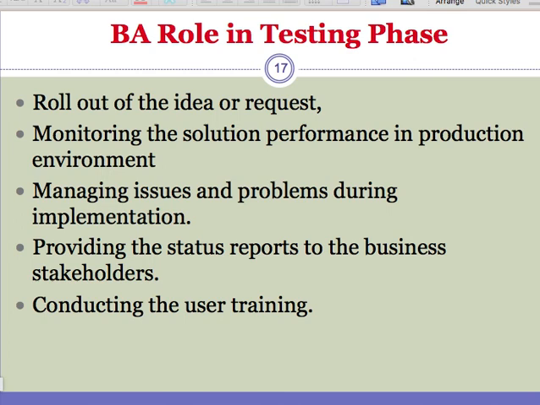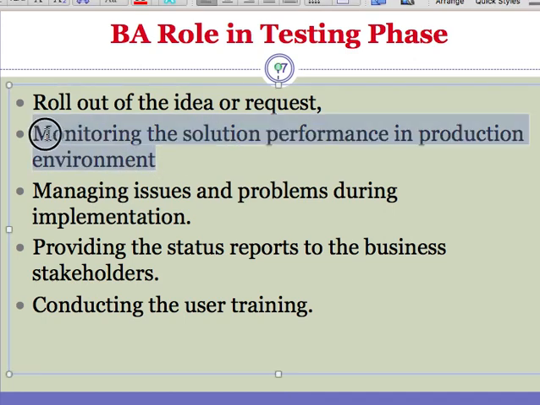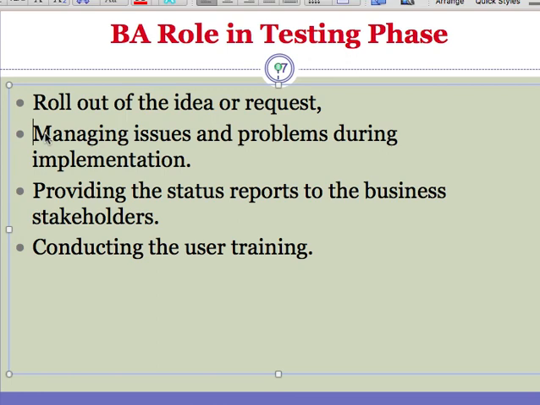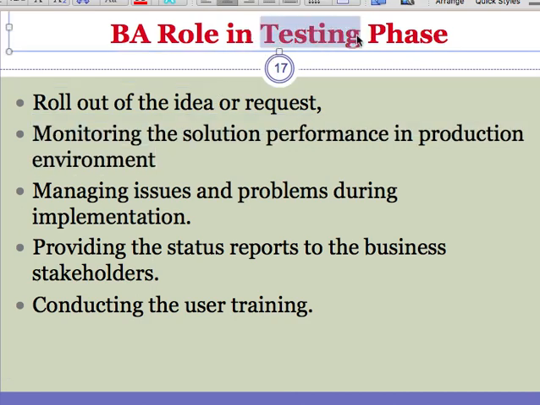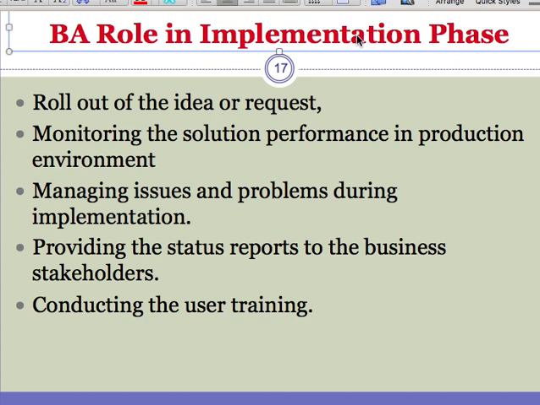Here is the BA role in the testing phase. It is to roll out the idea or the request in the testing phase, monitoring the solution performance in the production area. Oh, I think this is a mistake. The slide says monitoring the solution performance in the production environment, which may not apply to UAT. I think this slide is for the implementation phase, not the testing phase. Let me just check what happened to my previous slide.